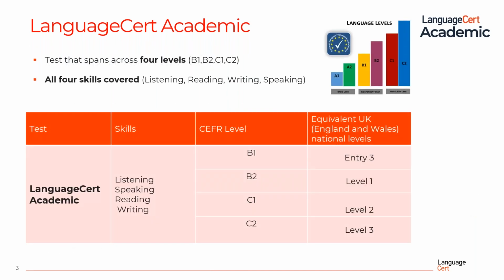As mentioned before, LanguageCert Academic spans across 4 CEFR levels, levels B1, B2, C1 and C2. In the table here, you can see these 4 levels, but also the equivalent UK national levels. All 4 language skills, listening, reading, writing and speaking, are covered. Now let's focus on the main features of the LanguageCert Academic qualification.